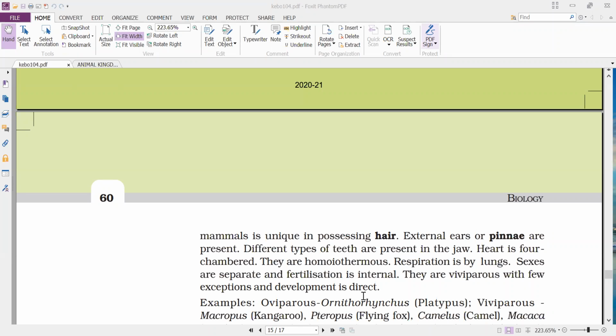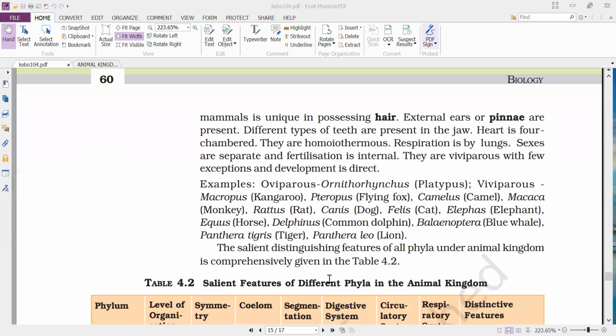Except in the size. Okay, that is. And next, examples of this. We already said that almost all of them are viviparous, with only a few exceptions. The exceptions are oviparous, that is Ornithorhynchus, the platypus.